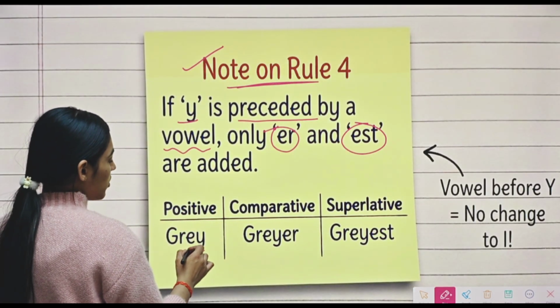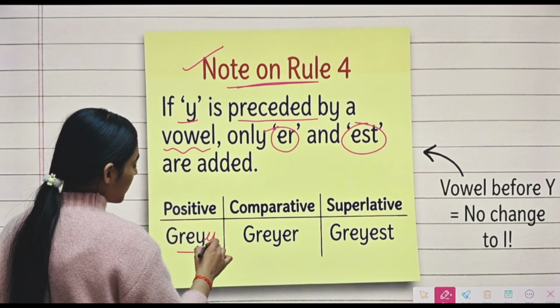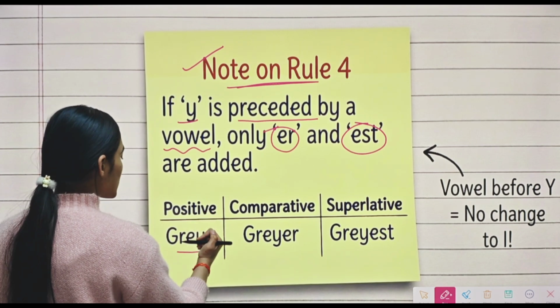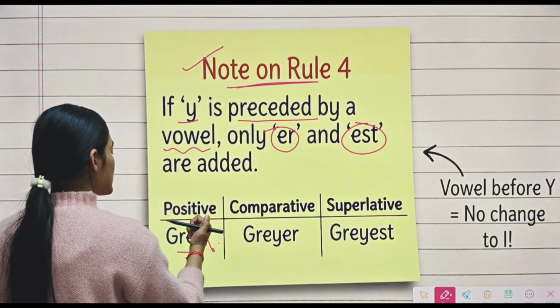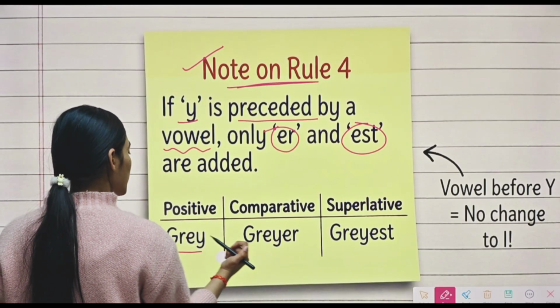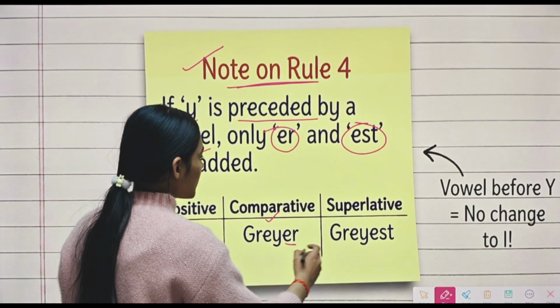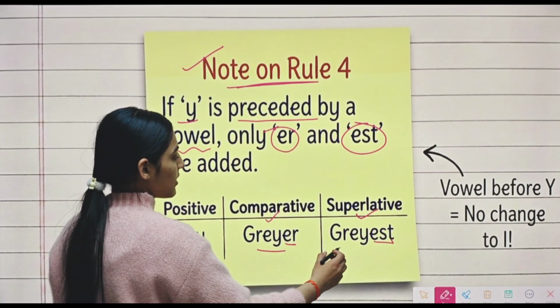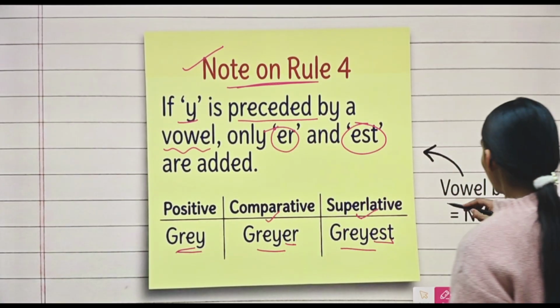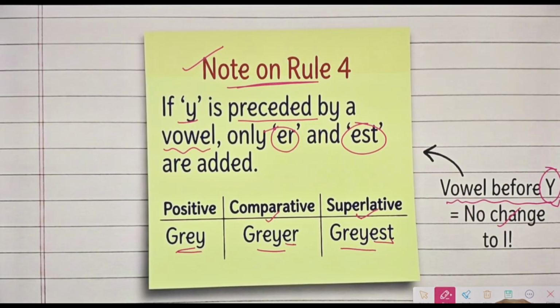So without doubling the consonant and without changing Y into I, we will just add ER to make it comparative and EST to make it superlative. So grey, greyer, greyest. Whenever a vowel comes before Y, there will be no change in it.